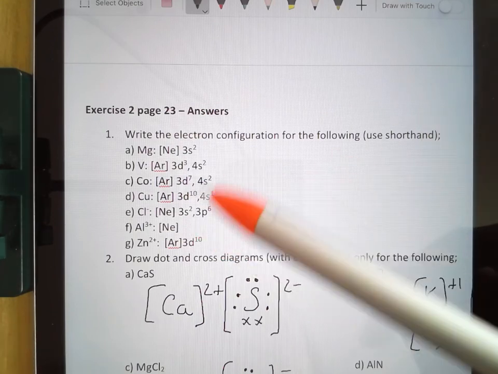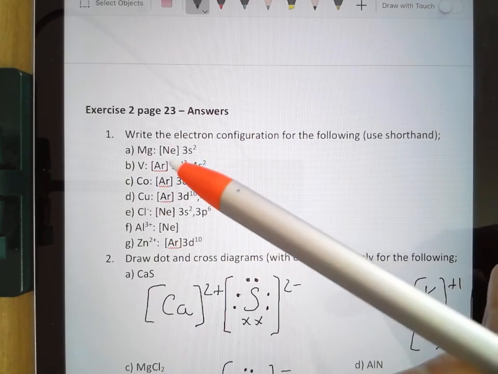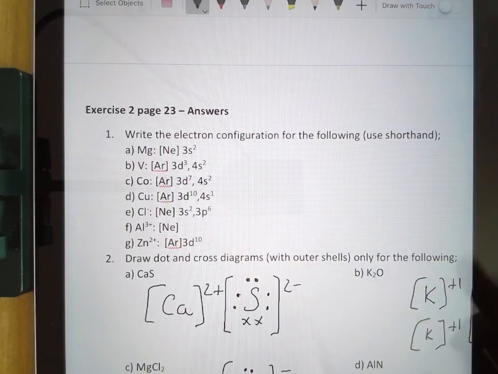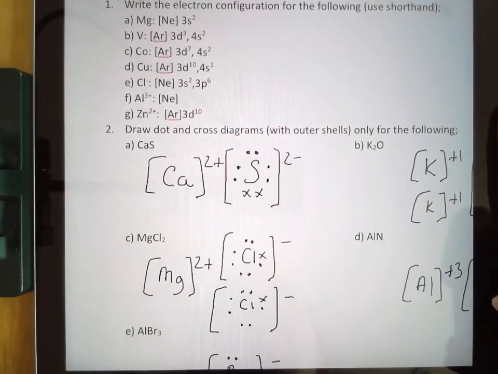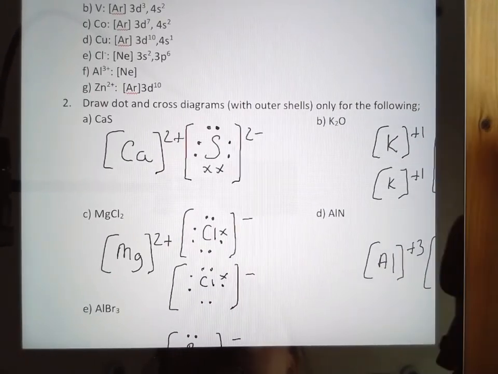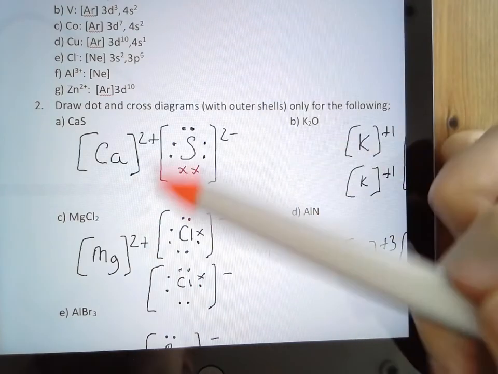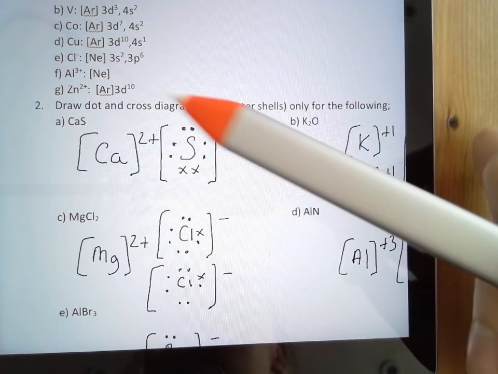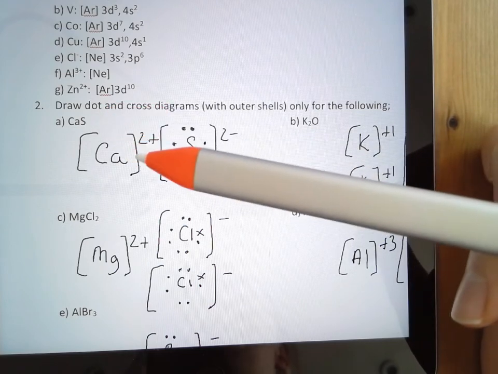For all of these, at the end, do yourself a quick check: count the number of electrons that you've got, and make sure it matches the atomic number of the atom in question. The next question, you're asked to draw dot and cross diagrams. You're only using the outer shell electrons. I have not drawn circles, I haven't actually drawn shells. You don't need to draw shells, you just need to show the electrons that will be in those shells.